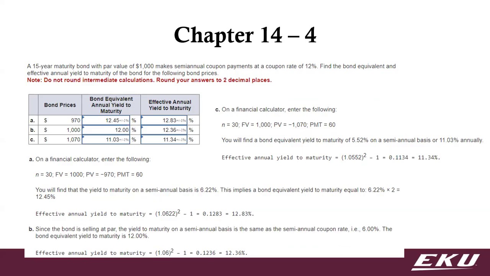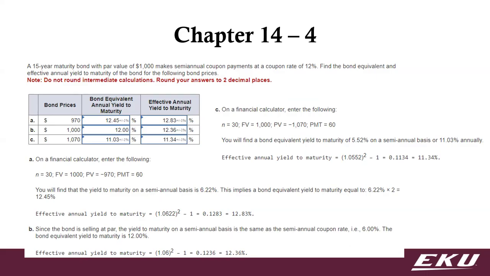Okay, this is problem four. It's got three parts, A, B, and C. These are always easier on your financial calculator. We normally use the Texas Instruments BA II Plus, but you could actually just use an online calculator as well. But they give you a 15-year bond. Its par value is 1,000.